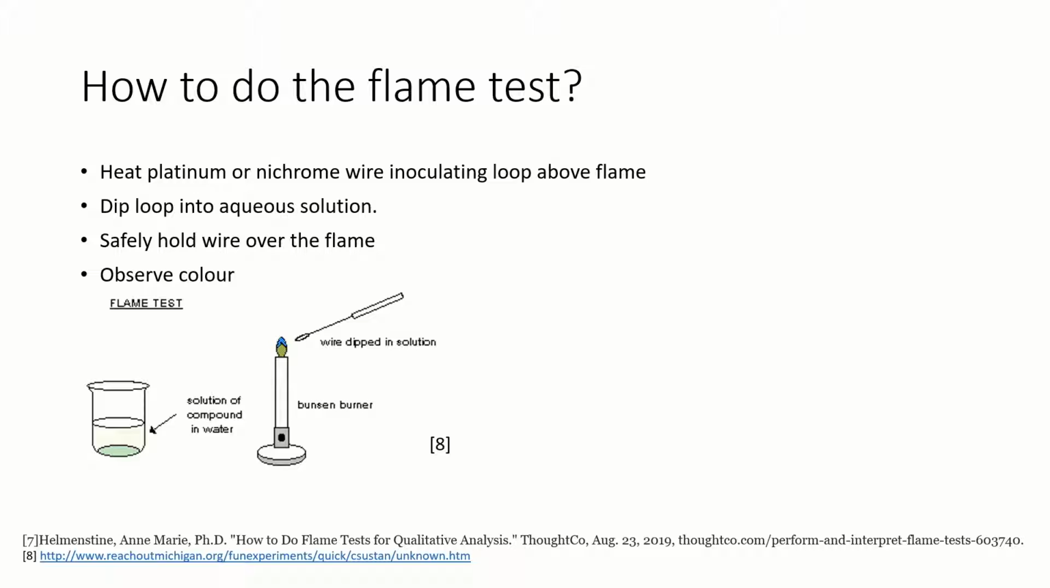The flame test is very simple, like I've said. All you have to do is heat a platinum or nichrome wire, an inoculating loop, above the flame. You use platinum or nichrome because they're very unreactive, so they wouldn't give off a color if you were to heat them. You then dip the loop in the aqueous solution and safely hold the wire above the flame, and you observe the color. In order for transition metal ions to be tested and therefore identified, the cations need to be in an aqueous solution.